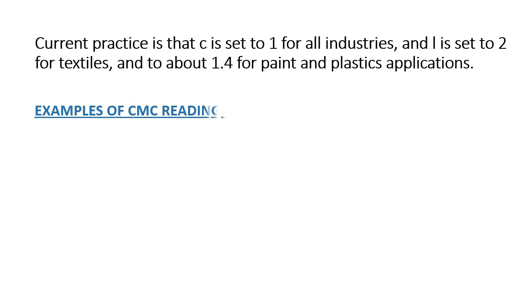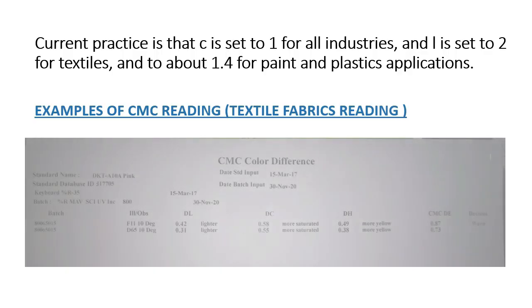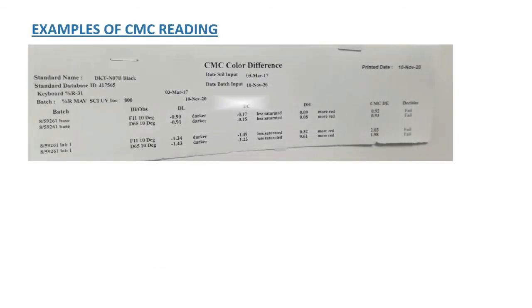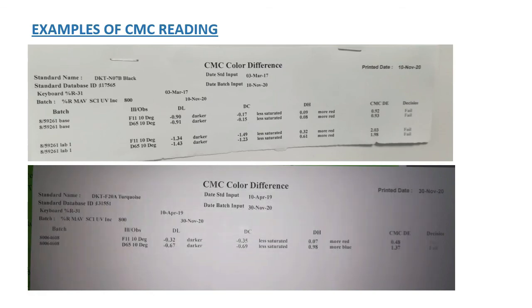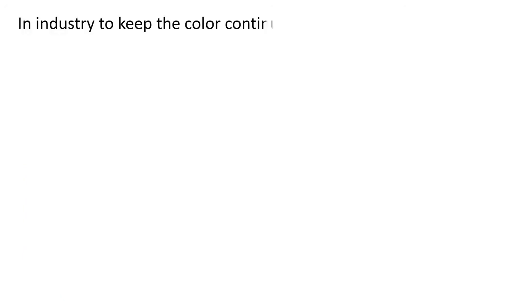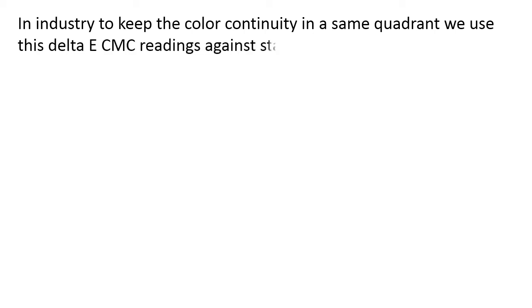Examples of CMC readings, these are textile fabric readings. In industry, to keep the color continuity in the same quadrant, we use these delta E CMC readings against the standard.